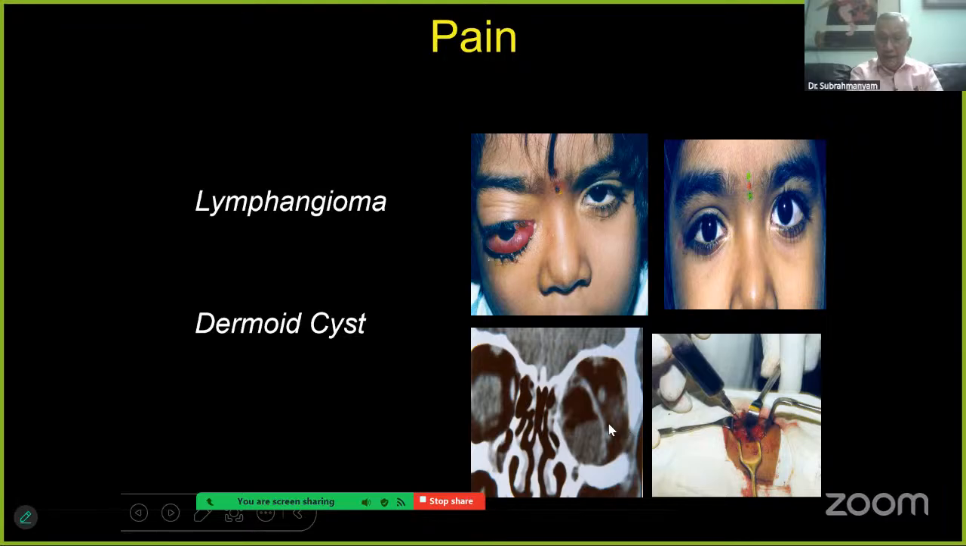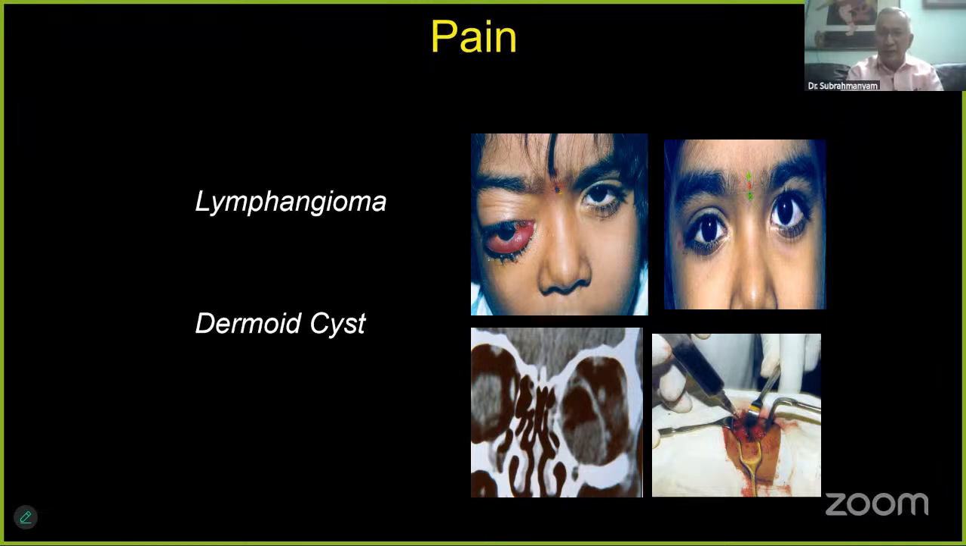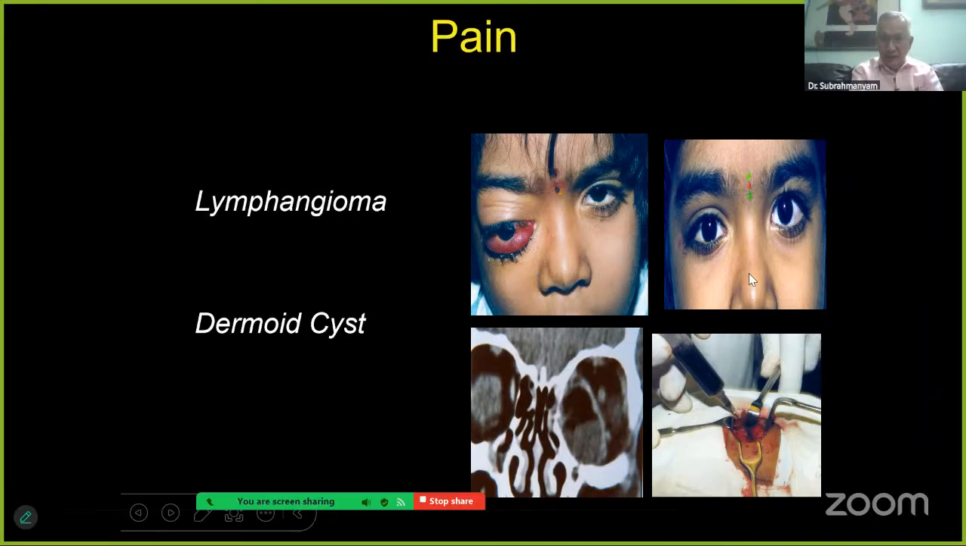I did a subtotal excision. The entire tumor cannot be removed. It's very difficult because of its infiltrative nature. It will be around the muscles or around the optic nerve, or in this case, around the muscle. So I could not remove the entire tumor, but the patient recovered very well and regained normal vision. She was fine for a long time. I lost her for long.